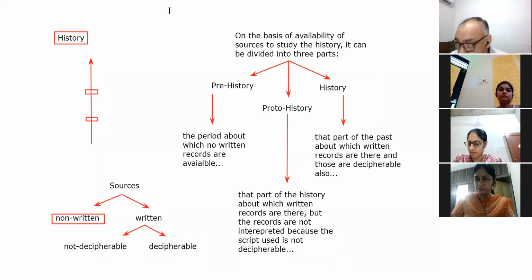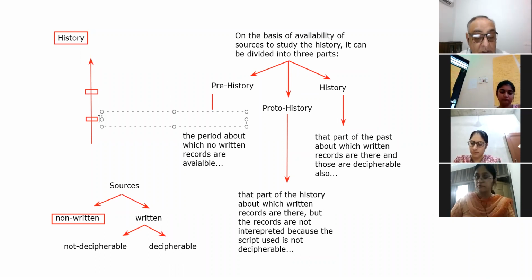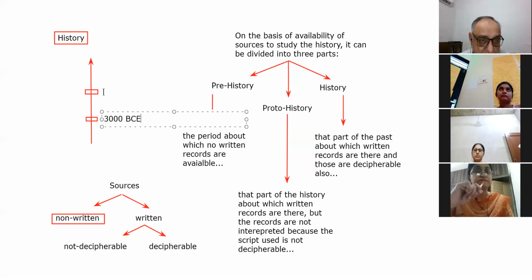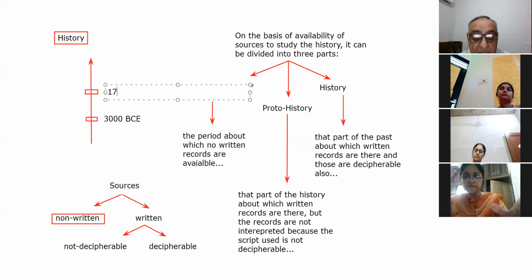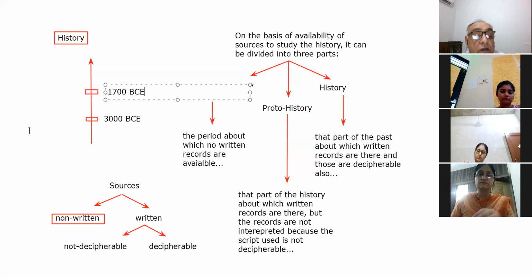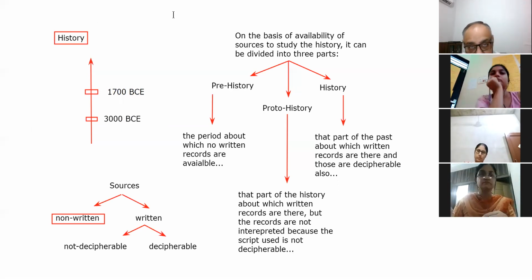So as far as India is concerned, we can take two or three watershed lines. One is 3000 BCE, and the second is 1700 BCE. And the third is beyond that.